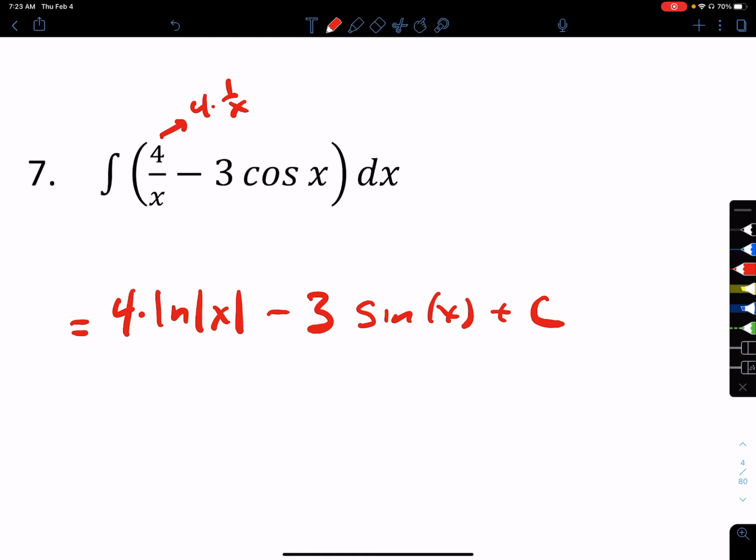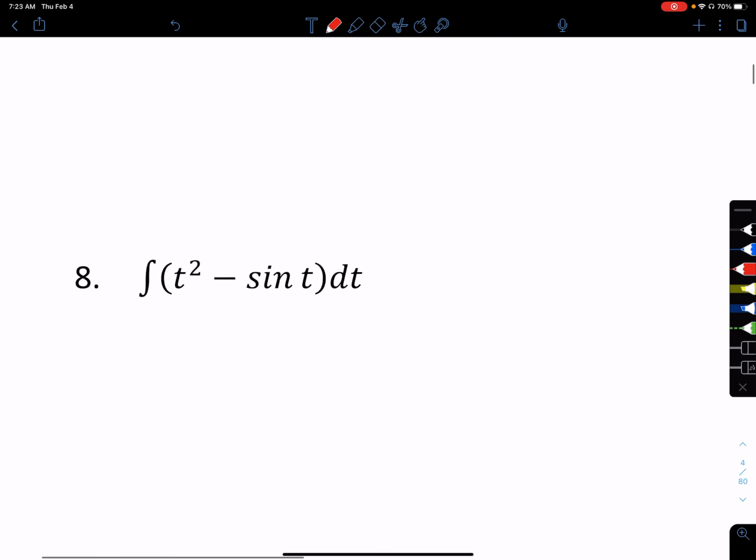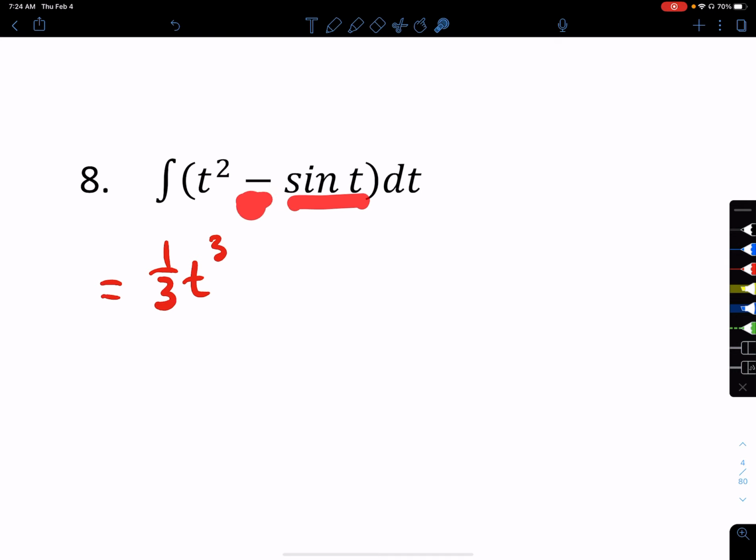This is going to test your sanity because we're doing things that we did earlier this year backwards. 8 t squared, that's just the power rule. I add 1 to the exponent multiplied by the reciprocal of the exponent. The antiderivative of sine is negative cosine. There's already a negative here, so a negative times a negative is a positive. That's going to give us cosine of t plus c.